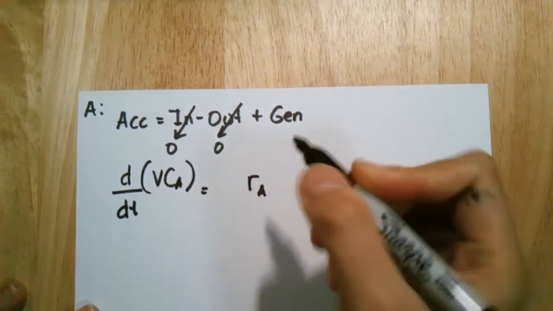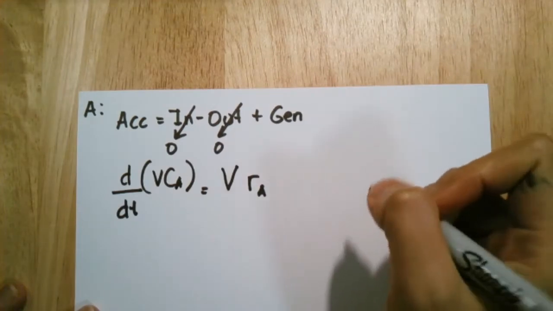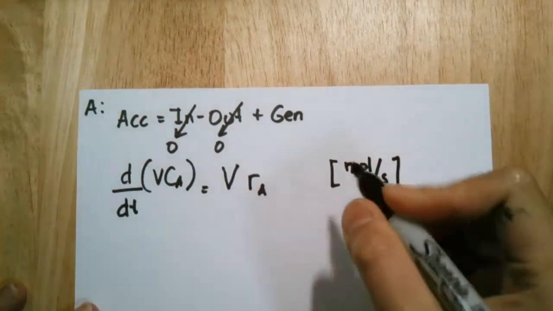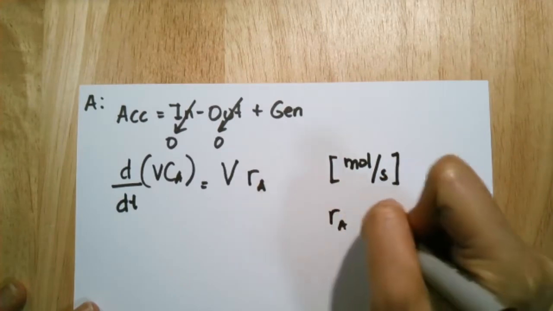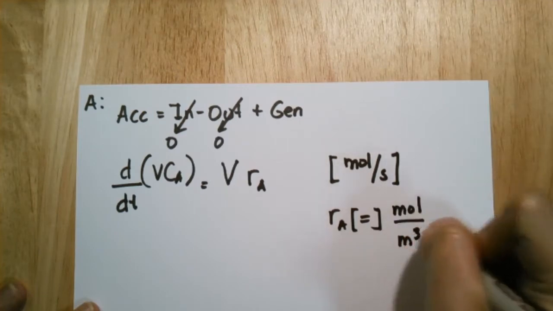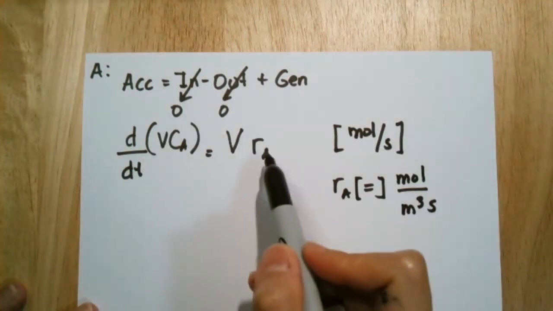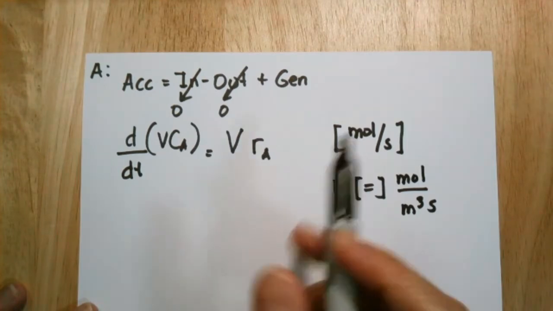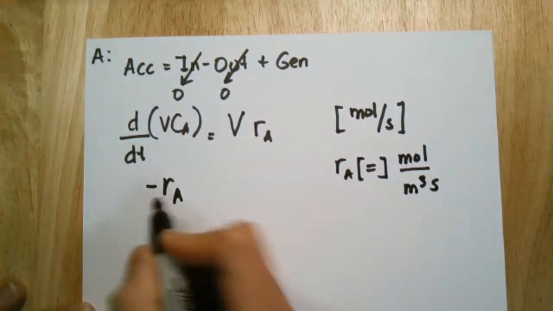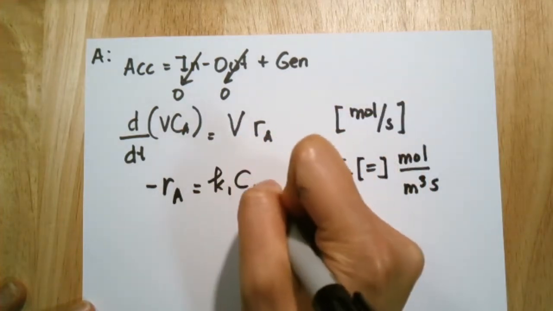So this is per unit volume, so we have to multiply this by the volume V, so that each term has the units of mole per second. Again, R_A has the units of mole per cubic meter per second. We defined R_A as the rate of generation, but in our example, A is being consumed. So we can write the rate of consumption of A, so note the negative sign. This is equal to, if we assume first order reaction, k1 C_A.